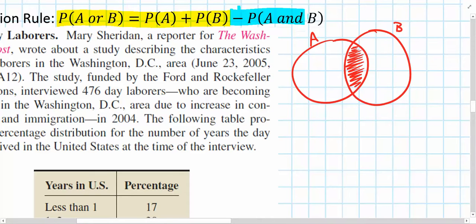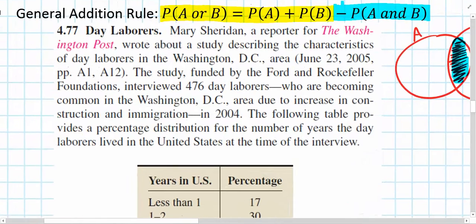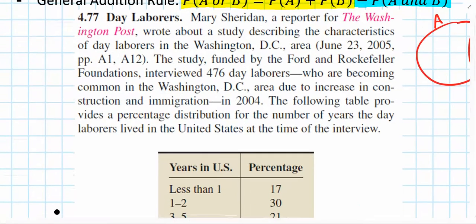So if we have non-mutually exclusive events or events that have an overlap in probability, then we just have to modify the rule to look like this.